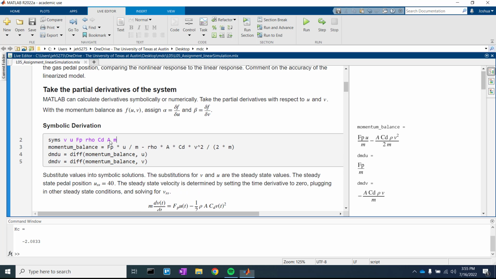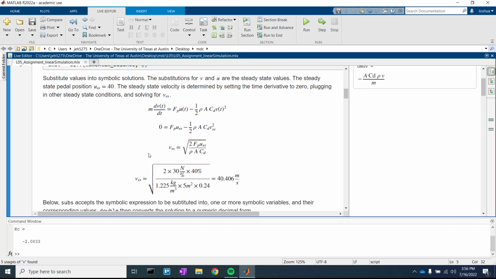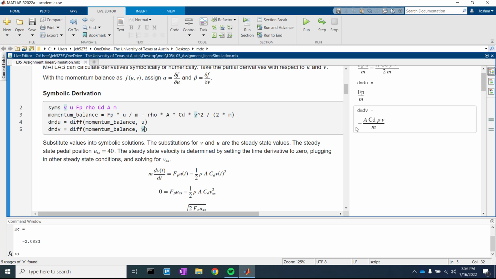So what we're doing in the MATLAB script is first we initialize our symbolic variables with syms. You can do sym, and then you have to say what the variable is itself and what it's stored as. Here, if we do syms, the variables are stored as themselves, which makes it a little bit easier. So momentum balance, we just put in the equation, and then for dm du, we just take this diff is doing the derivative, so the derivative of momentum balance with respect to u, and then derivative with respect to v. Now we need to linearize. We're going to substitute these in. So we've substituted in the derivatives, I should say.